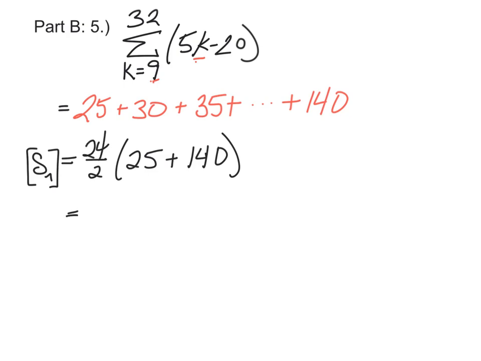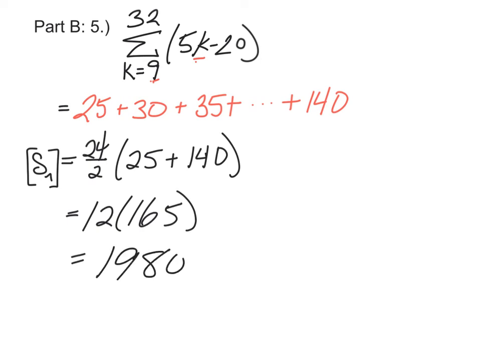Now it's a matter of calculating. 24 divided by 2 is 12. 25 plus 140 makes 165. And multiplying those two together gives us 1,980.